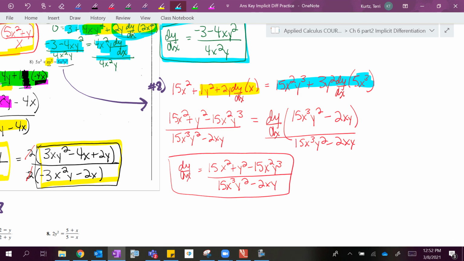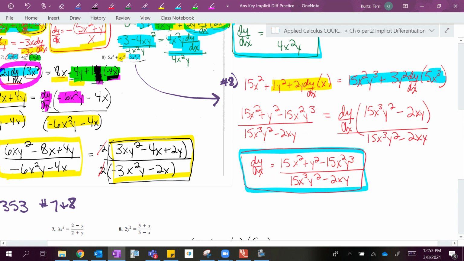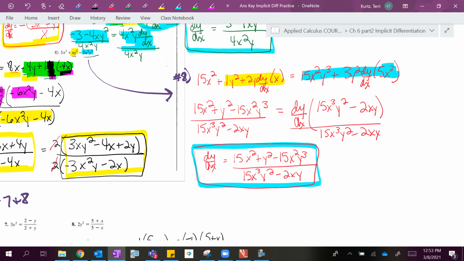I will remind you guys, because now these are a little bit more complicated, if you have every single sign wrong or different in your answer, that's okay, because the signs really depend on which side of the equal sign you collected your dy dx's. For instance, on this one, if you had a negative 15x squared minus y squared plus 15x squared y to the third over negative this and positive that, that's okay. If every sign is different, it just means you took it to the other side. And again, I can take more questions about that on Friday.